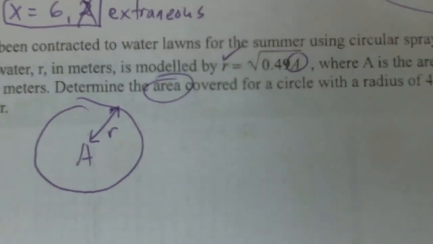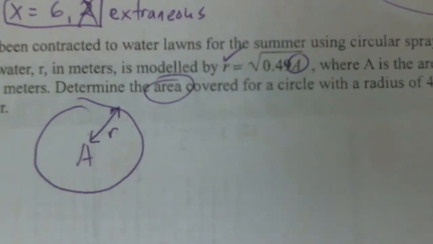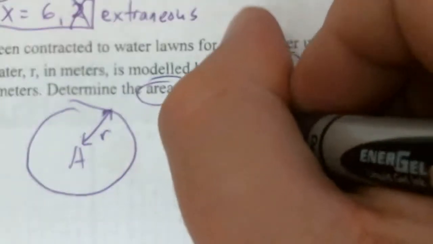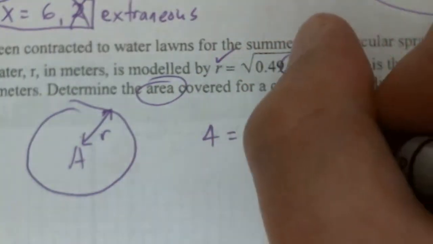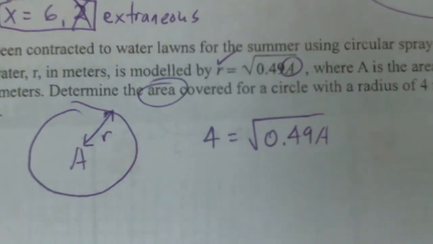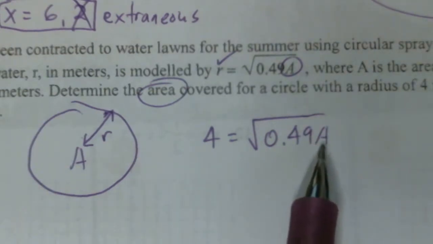Okay, so let's plug in what we know. Always draw a picture, start plugging in what you know if you don't know how to get started. Okay, they've given me the radius. The radius is 4. So 4 equals the square root of 0.49 times a. Okay, just treat this like a normal problem. Just treat this like an x. You know, how would I get x by itself?